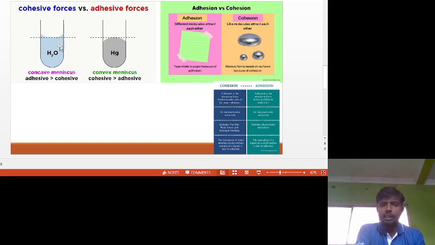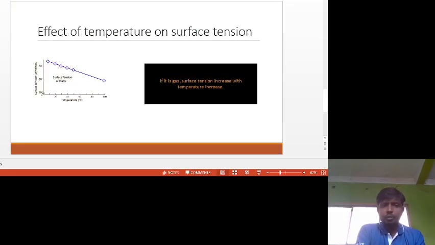So that's why it turns to a concave shape. In this case, adhesive force is very low and cohesive force is more due to intermolecular attraction. That's why mercury forms a convex shape. These are the examples.